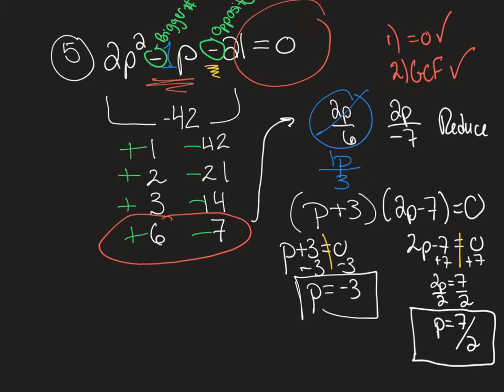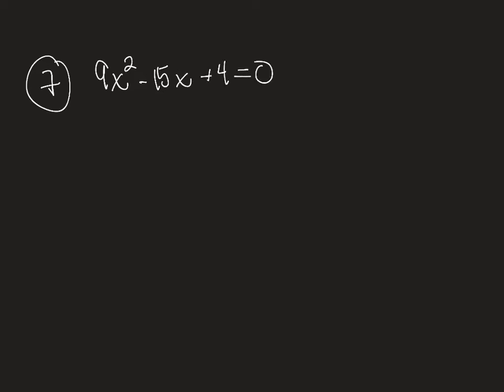Okay, I'm going to skip to, let's do number 7. It's very similar to this. So let's do number 7. Number 7 says that we have 9x squared minus 15x plus 4 equals 0. So we're going to check a couple things.